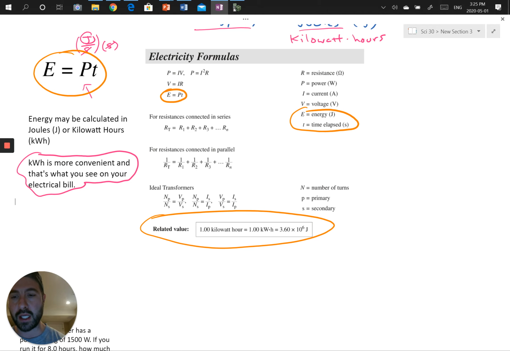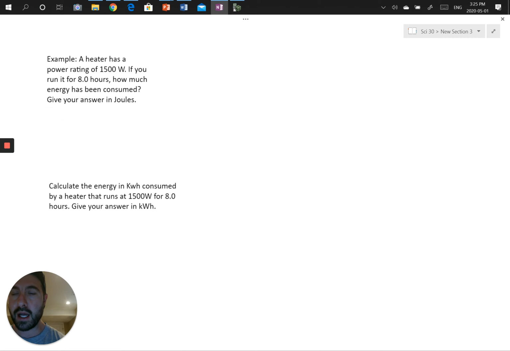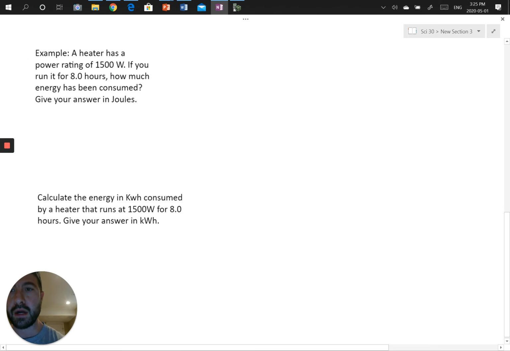Let's take a look at a couple problems here. So first one, example: a heater has a power rating of 1,500 watts. That means it uses 1,500 joules of energy per second that it's operating. If you run it for 8 hours, how much energy has been consumed? Give your answer in joules. Okay, so I got a couple issues here. First thing, I have a power rating of 1,500 watts. So that's power, 1,500 watts. Now my time here, I have 8.0 hours.